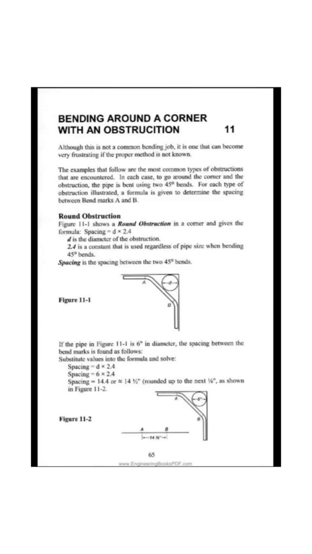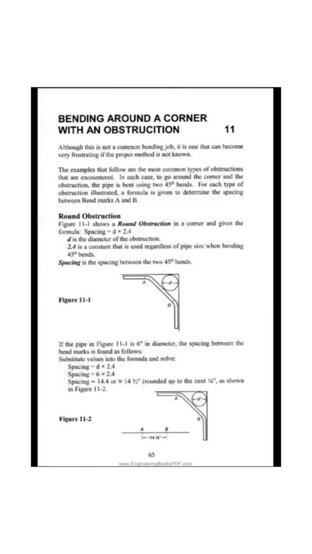The examples that follow are the most common types of obstructions that are encountered. In each case, to go around the obstruction in the corner, the pipe is bent using two 45 degree bends. For each type of obstruction illustrated, a formula is given to determine the spacing between bend marks A and B. Round obstruction. Figure 11-1 shows a round obstruction in a corner and gives the formula.